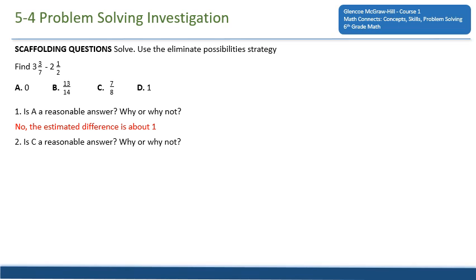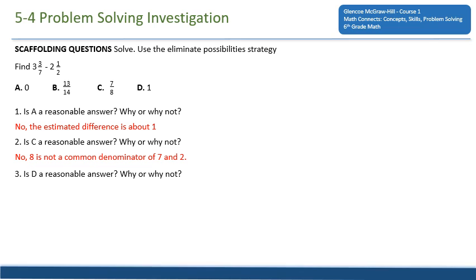Is C a reasonable answer? Why or why not? No, 8 is not a common denominator of 7 and 2. Is D a reasonable answer? Why or why not? No, 3/7 minus 1/2 is not equal to 1.